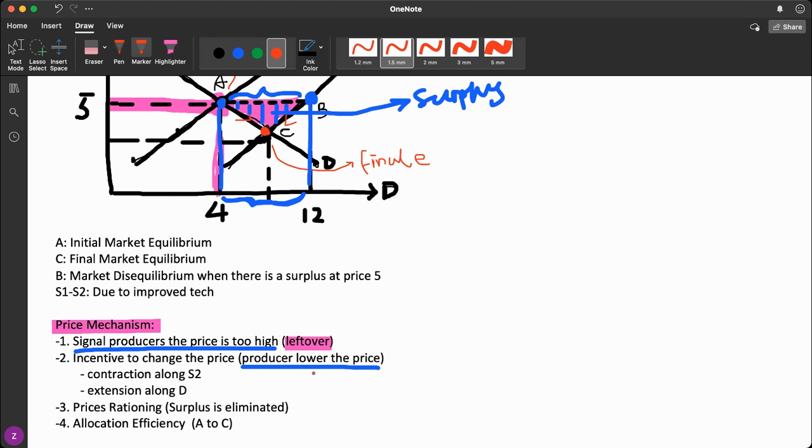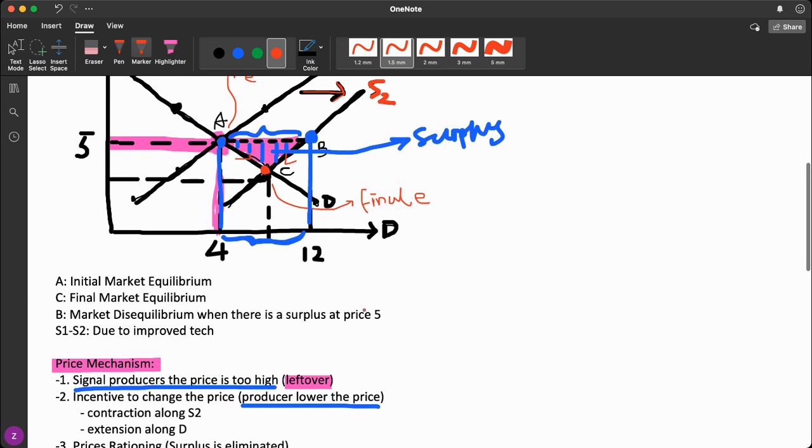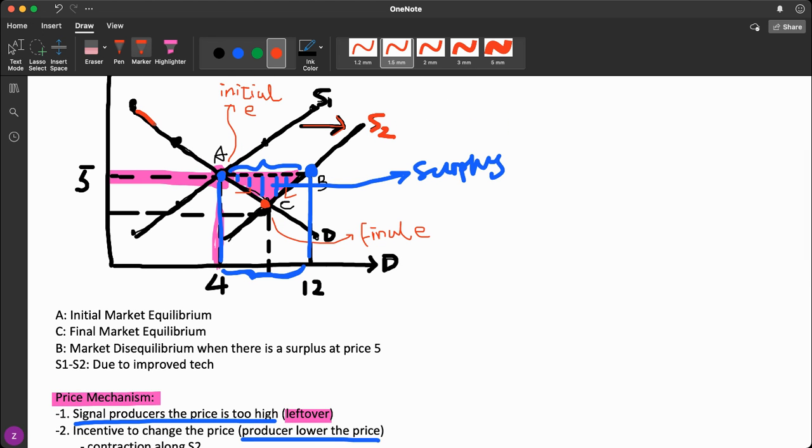So price change will lead to movement along the demand curve. So what we'll see next is an extension of demand, as we can expect when consumers are buying more of my cookies, and a contraction of supply since I'm selling at a lower price, and that will reduce my quantity supplied. And we finally get to a point where we see our new market equilibrium point C.